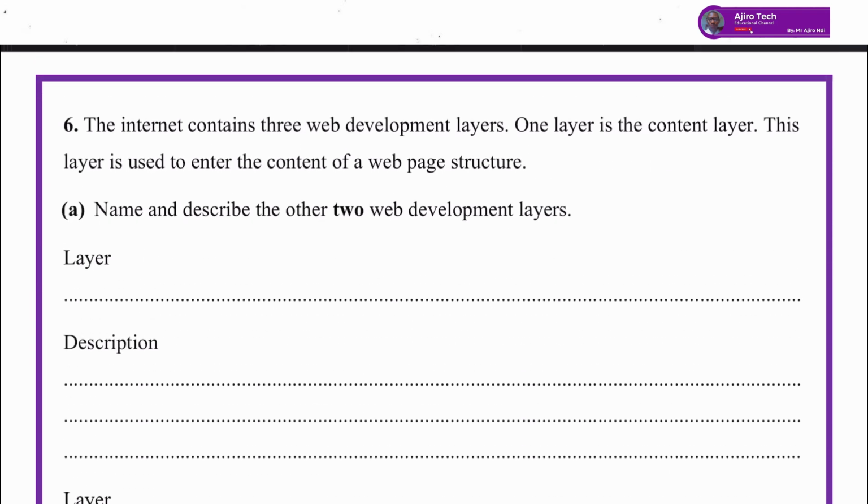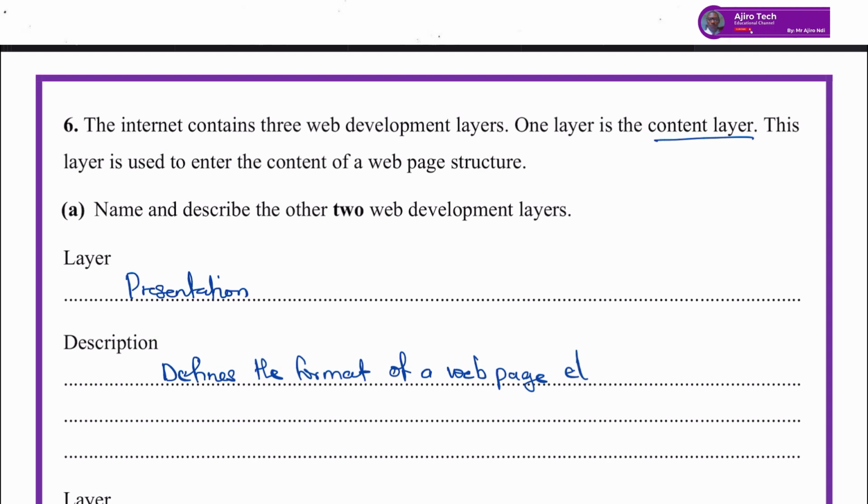The internet contains three web development layers. One layer is the content layer. This is used to enter the content of a web page structure. Name and describe the other two web development layers. So we have presentation as a layer. Okay, so the description here is it defines the format of a web page, elements, show styling.